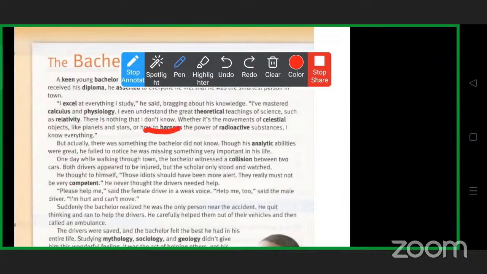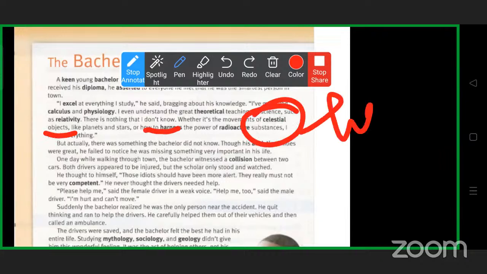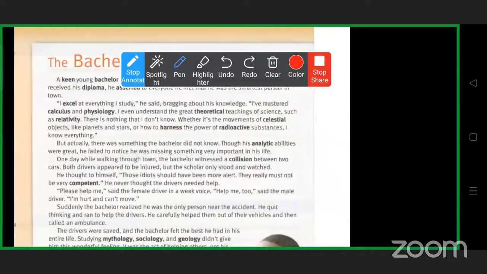There is nothing that I don't know, whether it is the movement of the celestial objects. Celestial means something heavenly, related to the sky, like planets and stars. These are the examples given. Celestial bodies are those. Or how to harness, control and use the power of radioactive substances, something related to the radiations coming out of something. So he said that he knows everything. He's bragging a lot about it.